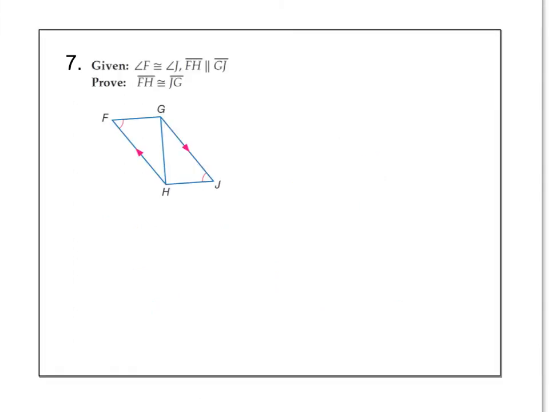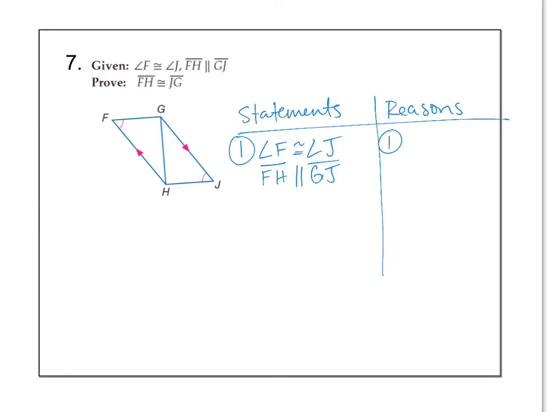Please try number 7. This will be a 2-column proof. When you're done, unpause the video. So you can see I've set up my 2 columns, statements and reasons. The first statement every single time is to copy down the given information. So angle F is congruent to angle J, and side FH is parallel to side GJ. The reason I know these things is because they were given to me.